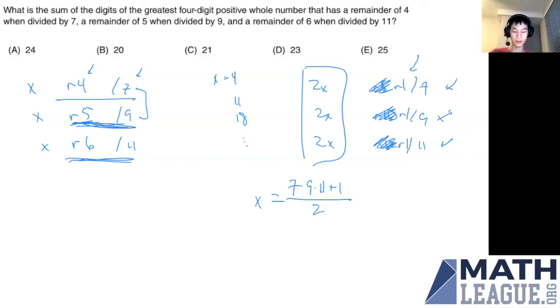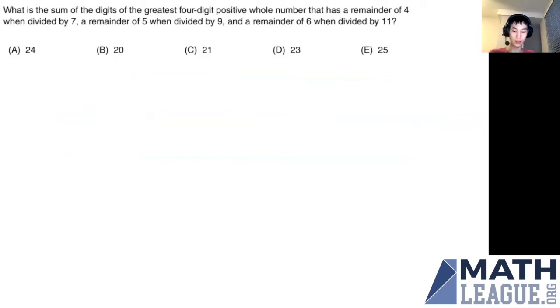Now we get into the nitty-gritty computational details, right? We want x plus 7 times 9 times 11 times some number k, like we just want to add as many of these as we can, right? Where x is equal to (7 times 9 times 11 plus 1) all over 2. If we just do this out, right?